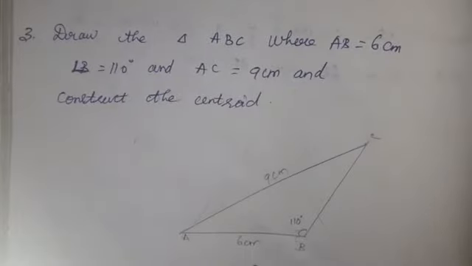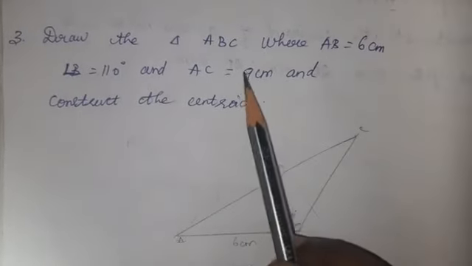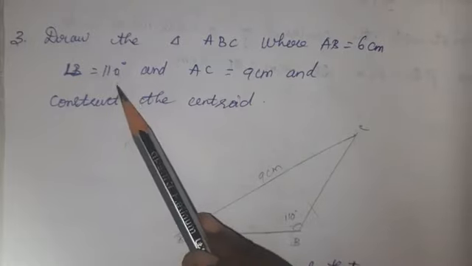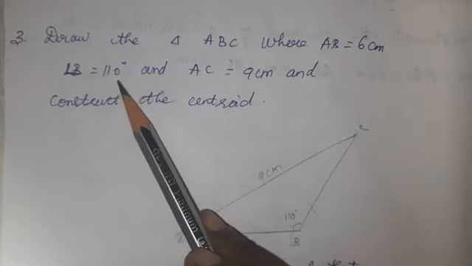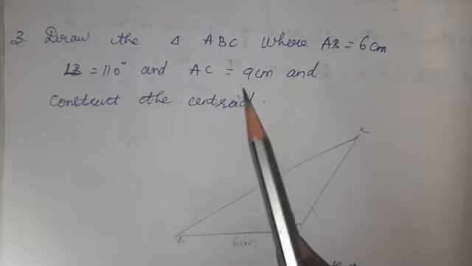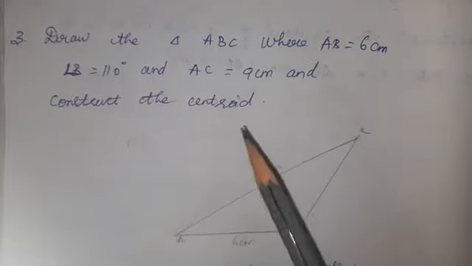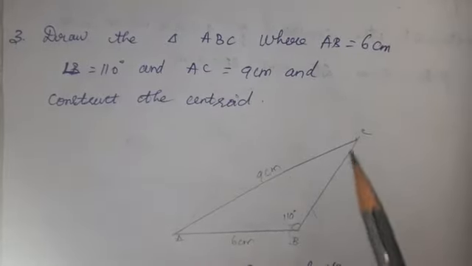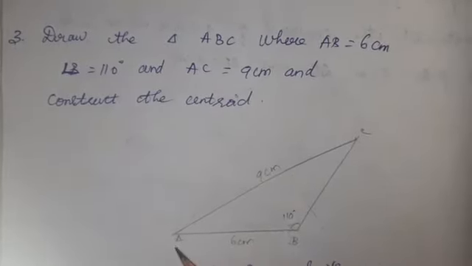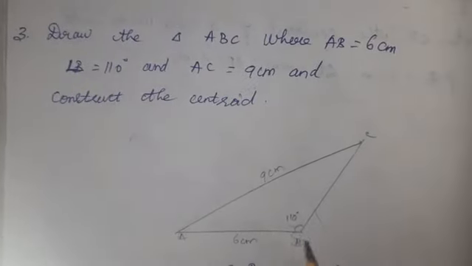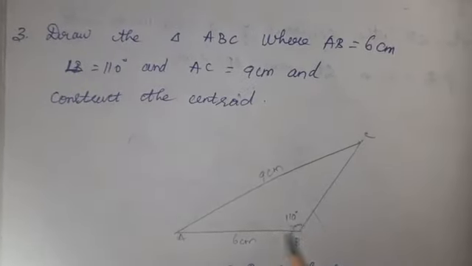Come to the third question. Draw the triangle ABC, where AB is equal to 6 cm, angle B is equal to 110 degree. 110 degree is an obtuse angle. And AC is equal to 9 cm. And construct the centroid. It is an obtuse angle, so I drew the triangle like this. So A, B, C. Angle B is 110 degree.